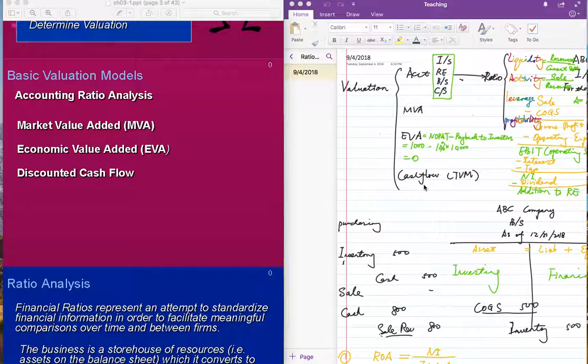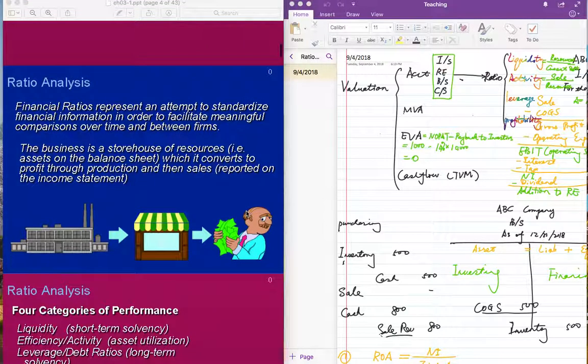Today, in particular, Chapter 3, we're going to focus on accounting ratio analysis, market value added calculation, and economic value added calculation. The cash flow approach will be touched on by all the rest of our courses. You're going to learn using the cash flow approach to evaluate a project and evaluate firm value. Okay, let's go ahead and do the ratio analysis first.